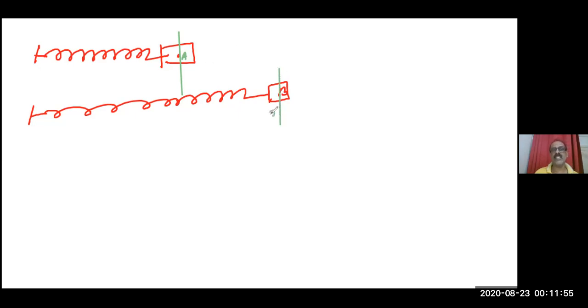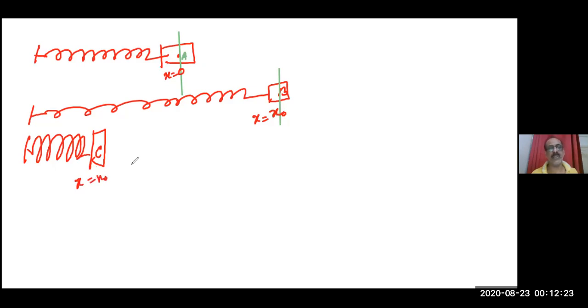At point A, x is equal to 0. At point B, x is equal to x naught. When the spring is released, it will go to the opposite side, the same distance, and get compressed. This is C. Here also x is equal to x naught.